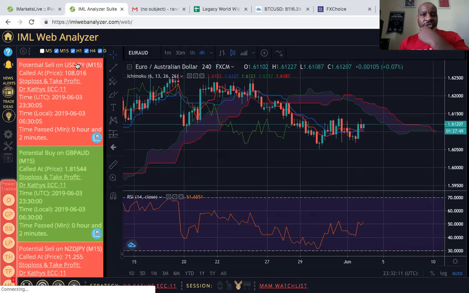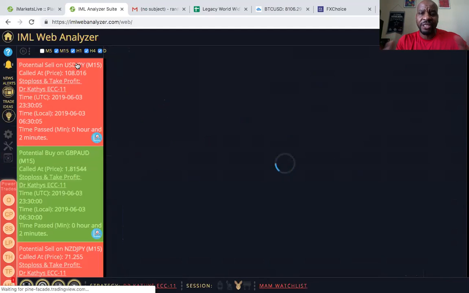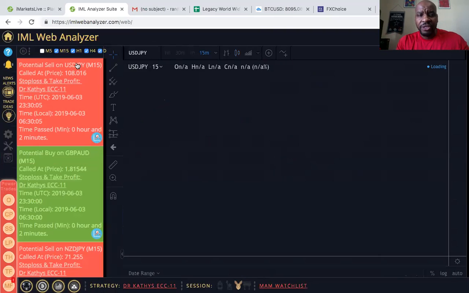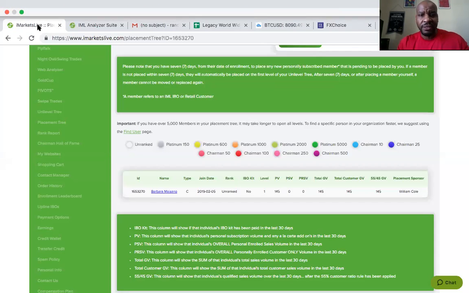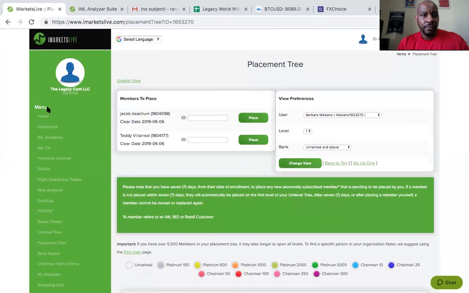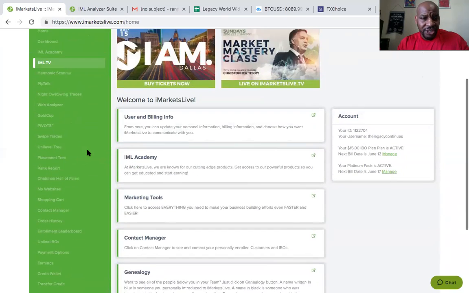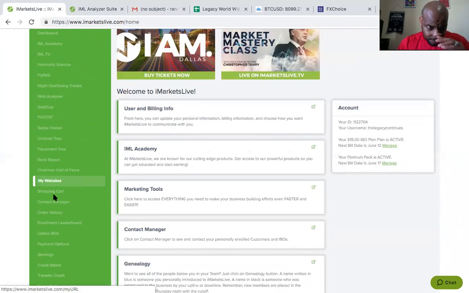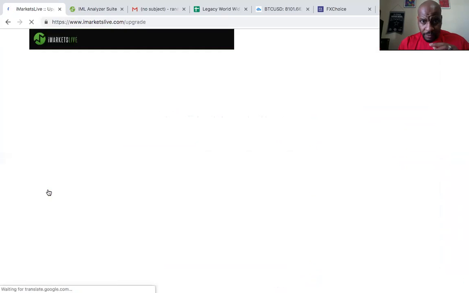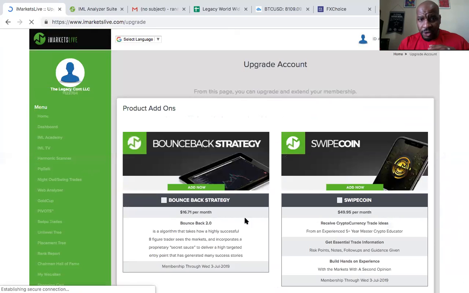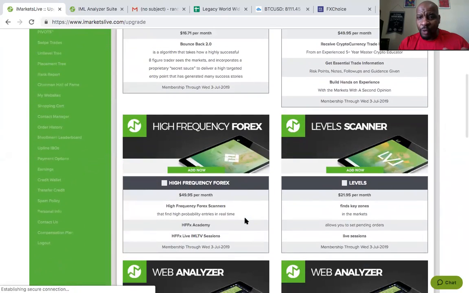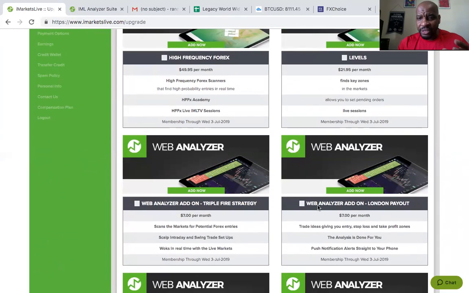So first things first. Now you've got the ECC-11 strategy. Let's talk about how to set it up. When you go to your back office, if you don't have the web analyzer already, you're going to go to the shopping cart and add the web analyzer. I already have the web analyzer added, so this is all the additional stuff.